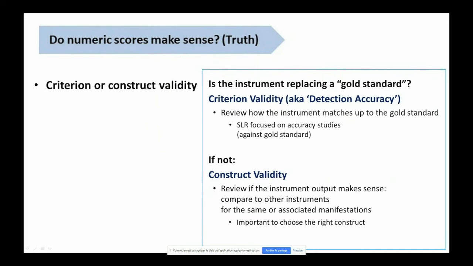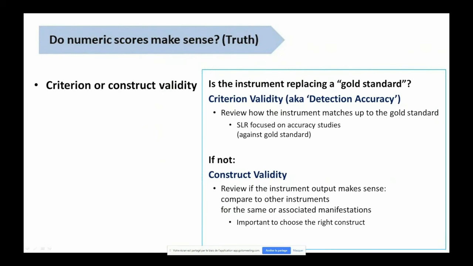So first, the study that are looking at the question, is the instrument replacing a gold standard, what we called the criterion validity, or the detection accuracy, to avoid the word diagnostic accuracy. So the idea is to look at the paper on how the instrument matches with the gold standard that is used for measuring the same target domain. And in that case, the systematic literature review should be focused on accuracy study.